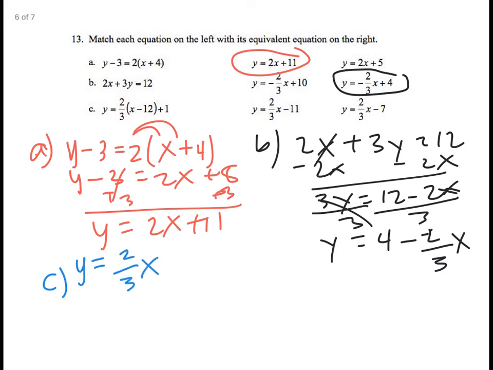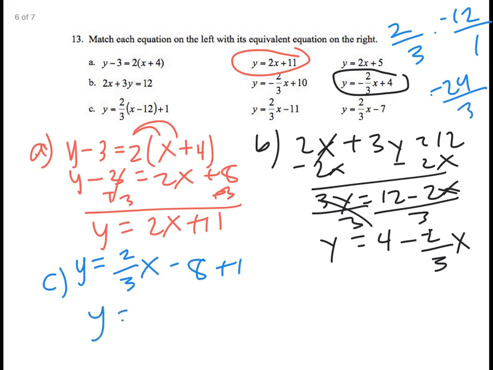Then you have to do 2/3 of negative 12. So I do 2 times negative 12 is negative 24, and then divide by 3. So minus 8 plus 1. So if you want to think about that, it's 2/3 times negative 12 over 1. So I got negative 24 over 3, which is how I got negative 8. So then y is equal to 2/3 x, combine like terms, minus 7.